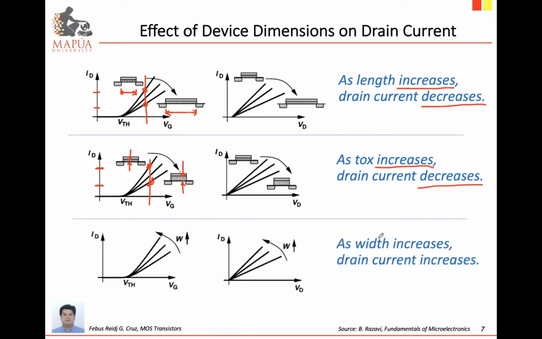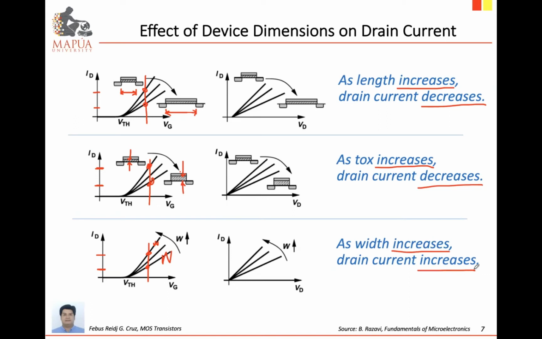While for the transistor width, this would be increasing width. So this would be a larger width as compared to a smaller width. For example, for a given gate voltage, a larger transistor width results in a smaller drain current, while a smaller transistor width results in a higher drain current. So we can see that as the transistor width increases, the resulting drain current will also increase. All right, so is this clear so far?